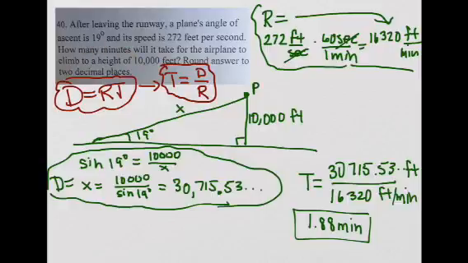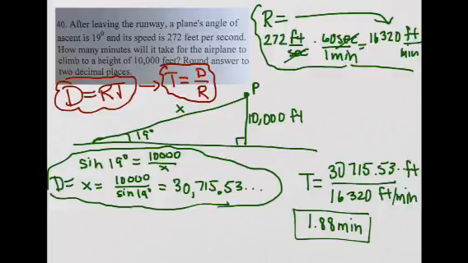Okay, so you have the airplane that took off at an angle of 19 degrees. It ascended at an angle of 19 degrees. So the plane is going along this path. The question is, how much time is it going to take if it's going at this speed to reach an altitude or a height of 10,000 feet off the ground? So we're looking for time. So I'm going to use distance equals rate times time. So I'm going to solve for time, so I'm going to divide both sides by the rate.